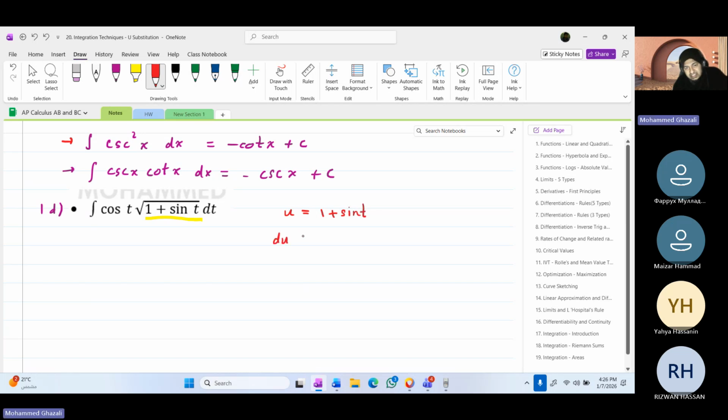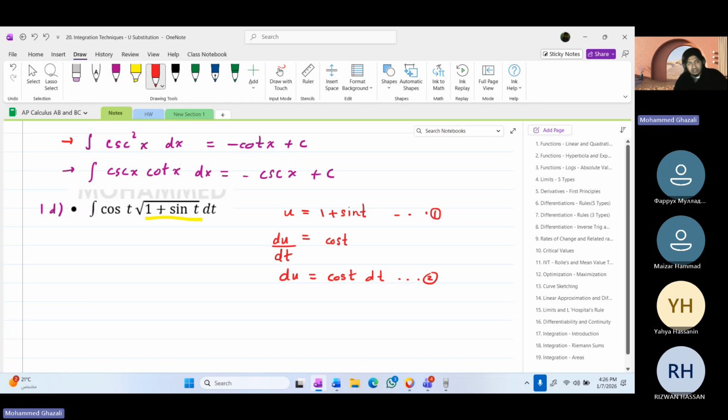So what is du/dt? Remember, you're differentiating with respect to t. What's the derivative of 1? 0. The derivative of sine t is cos t. Take the dt across, so you get du is equal to cos t dt. This is equation 2, and that's equation 1.